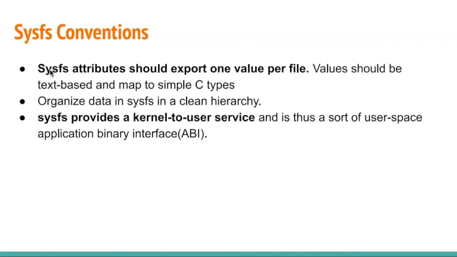Whenever we create sysfs attributes, it should be one value per file. We have to read just a single value. If I am writing an integer, then only a single integer we can read and a single integer we can write. It should be text based, and the type of that variable can be C types. Whatever C supports, that type we can map to that particular attribute or file in sysfs. This is kernel to user communication. So sysfs provides the kernel to user interface.